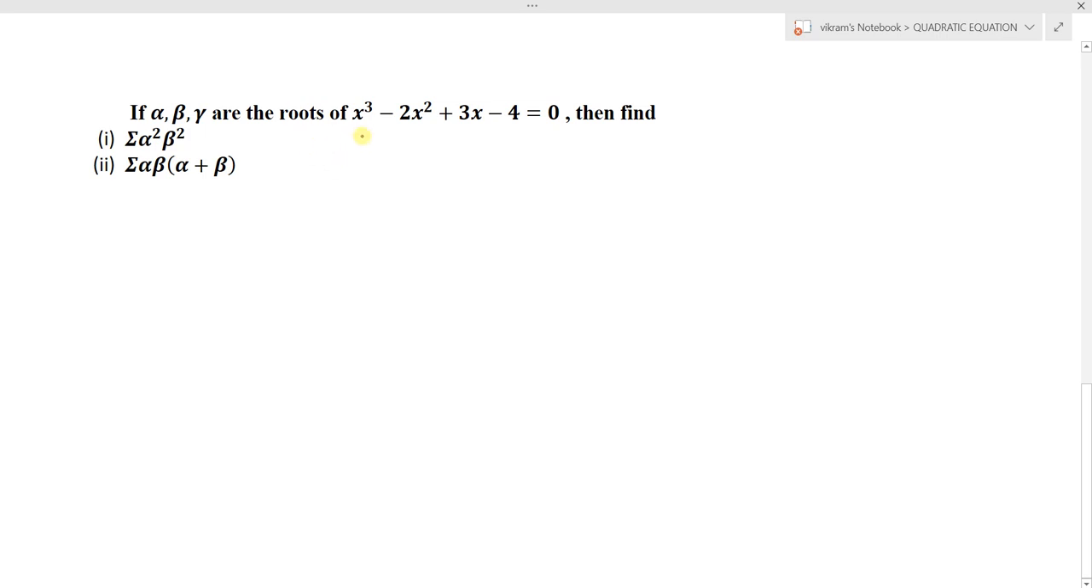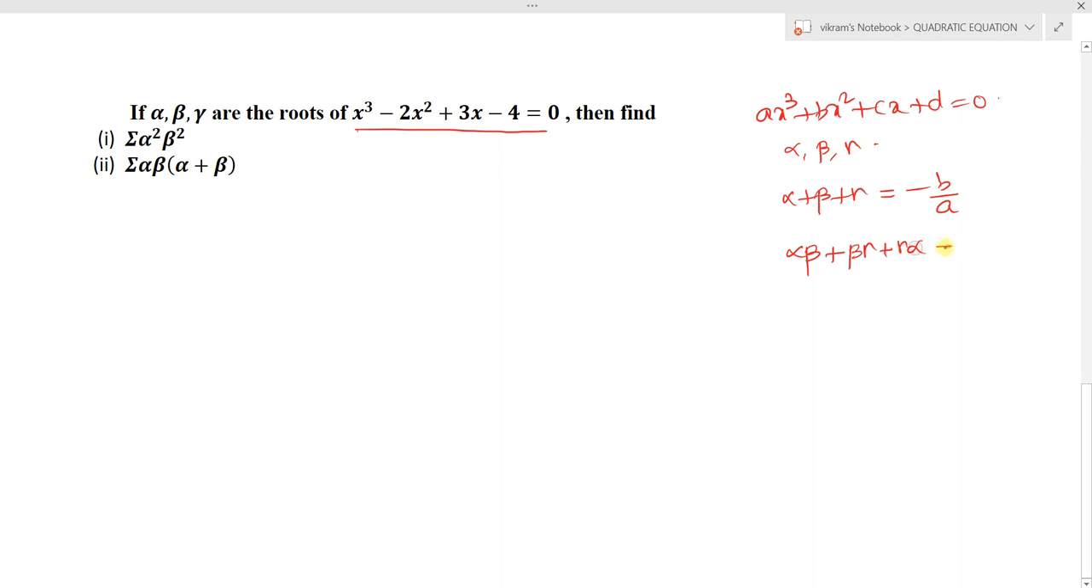alpha, beta, gamma are the roots of this cubic equation. So I'm explaining the concept over here again. For ax cube plus bx squared plus cx plus d equals 0, having the roots alpha, beta, gamma, the sum of the roots alpha plus beta plus gamma equals minus b by a, and the sum of the products of the roots taken two at a time, alpha beta plus beta gamma plus gamma alpha, equals c by a. Then the product of the roots alpha beta gamma equals minus d by a. Okay, now this is the concept we have to use over here.